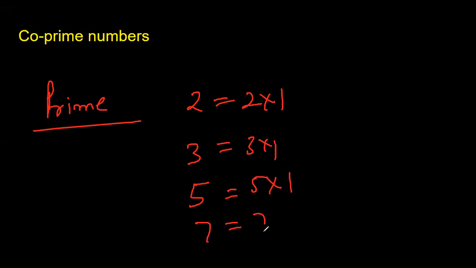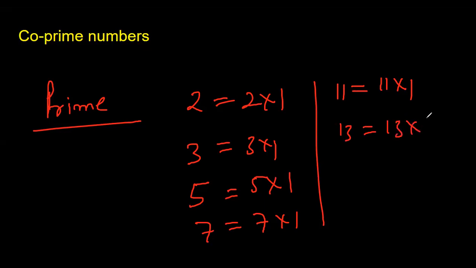7 is a prime number. The only factors of 7 are 7 into 1, right? The next prime is not 9, it is 11, which can be written as 11 into 1. You see, in all these numbers, we have just one factor, right? 13 is also a prime number because it can be written as 13 into 1.